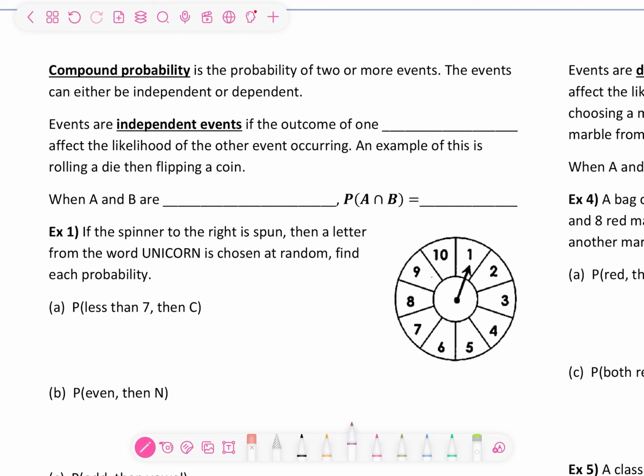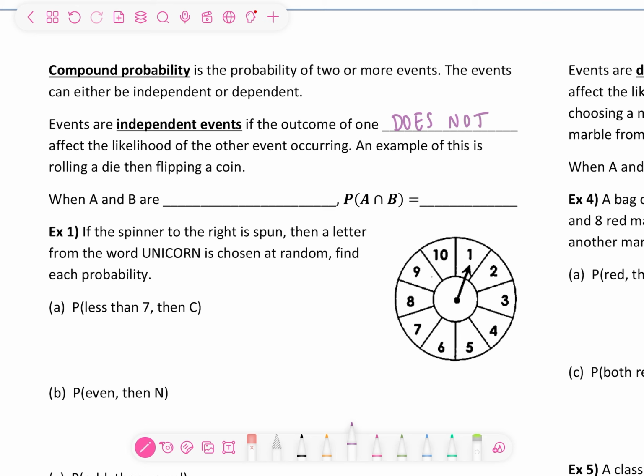All right, so events are independent events if the outcome of one does not affect the likelihood of the other event occurring. An example of this is rolling a die, then flipping a coin. They're two separate items. They have no effect on one another. So those are independent events.